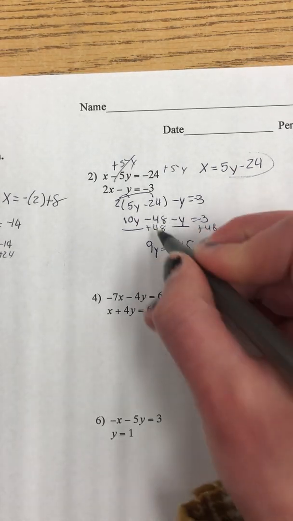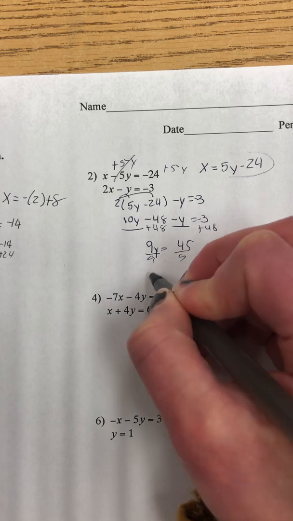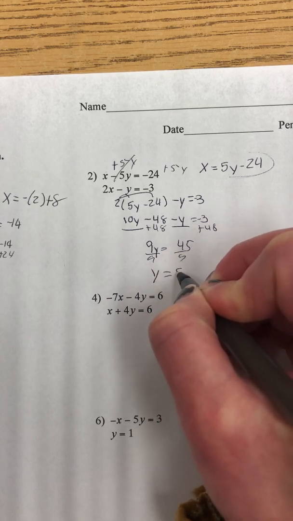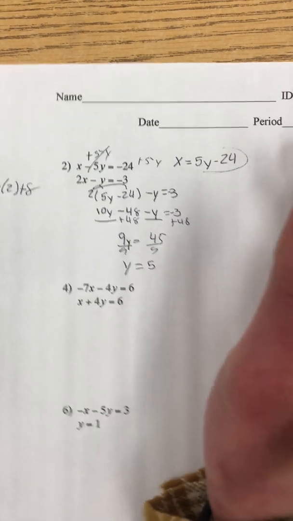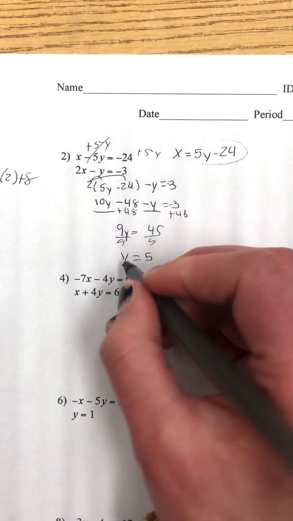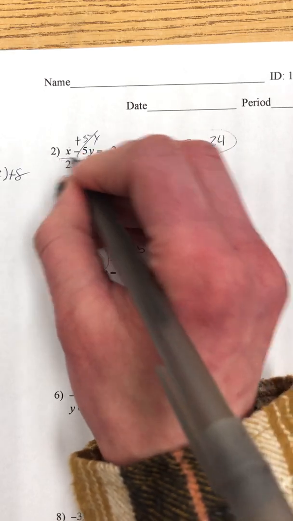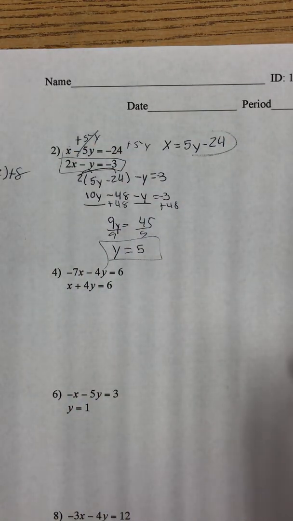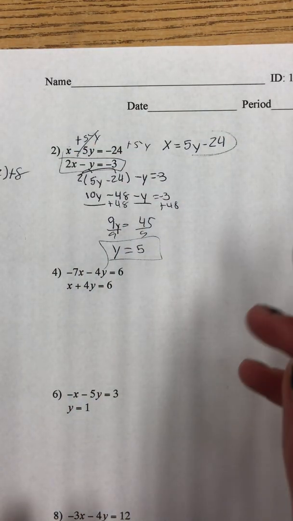We still need to solve for y. We're going to divide by 9. Y is going to equal 5. We're not finished yet. We've only found one of our 2 variables. We still have to find the other. I'm going to plug in 5 into one of my 2 equations. I'm going to choose this one. Again, it doesn't matter which one. It should give you the same answer if you did it correctly.